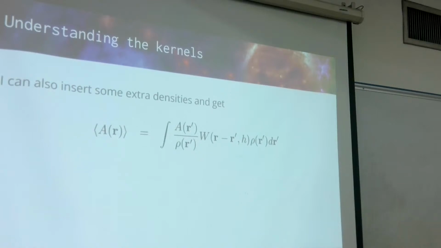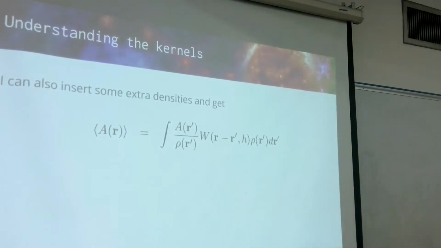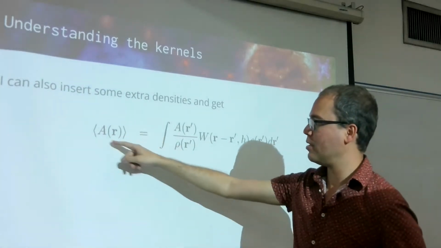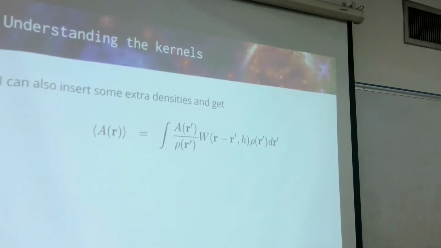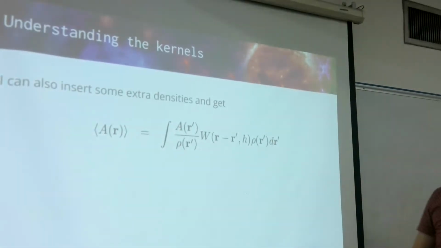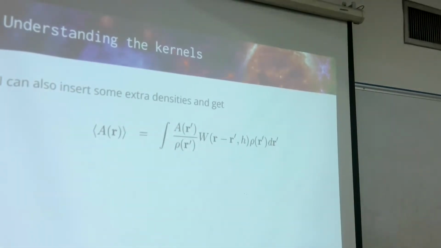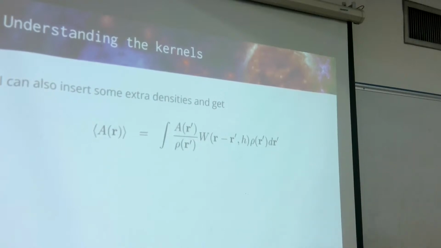Now for fun, I can do some extra things. I can divide by rho and multiply by rho. I haven't done anything useful. It's just because it's going to be useful for what comes next. So that's exactly the same expression. And I'm just using here the angle brackets to say this is the smooth approximation of A. So I can say the smooth approximation of A at the point R, I can calculate it like this, using this integral. That is still exact. Well, okay, not exact because I've removed all of the H squared, H cubed terms and so on, but that's almost still exact.